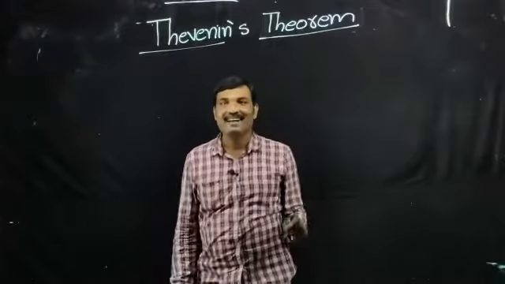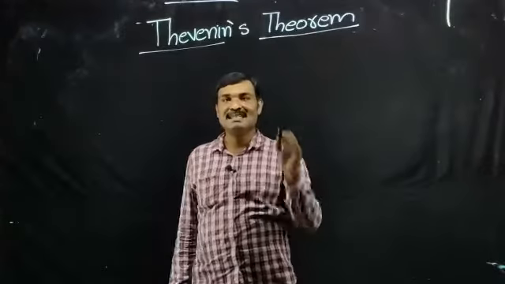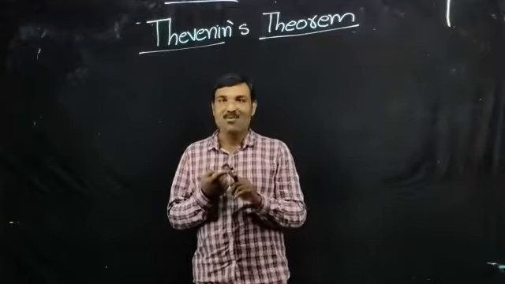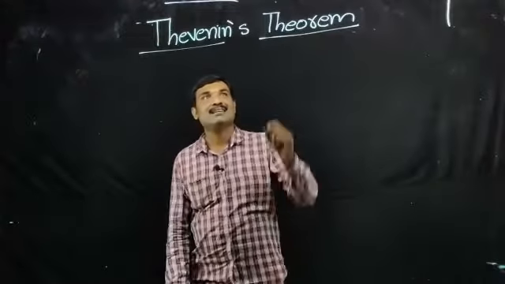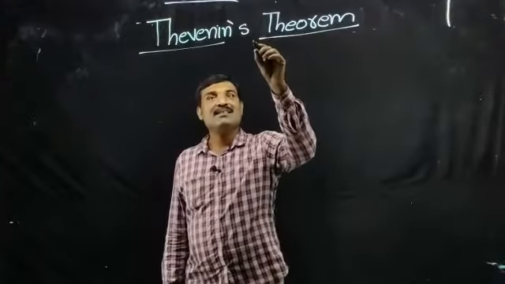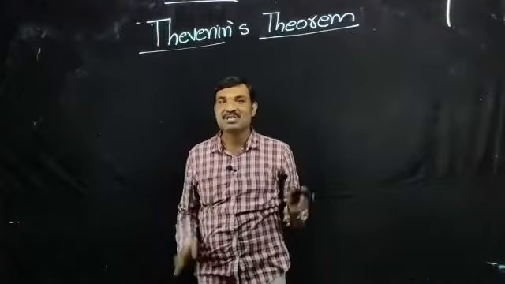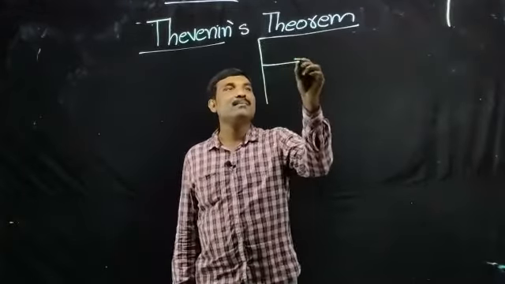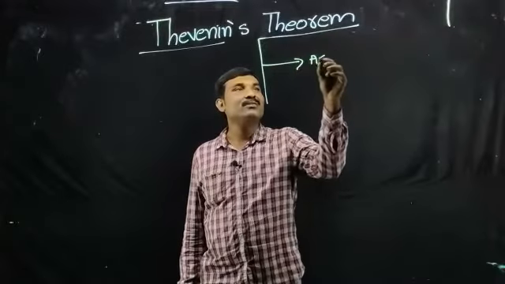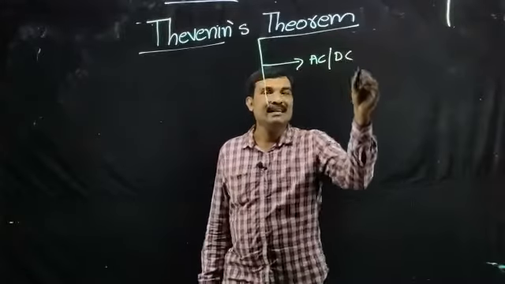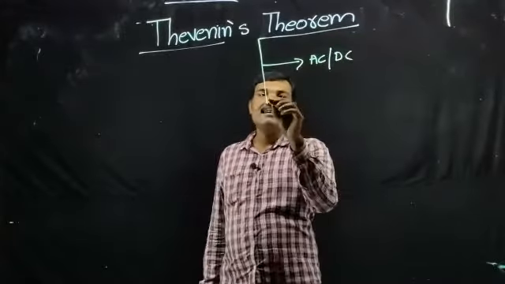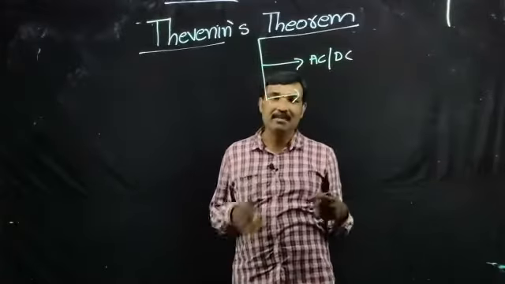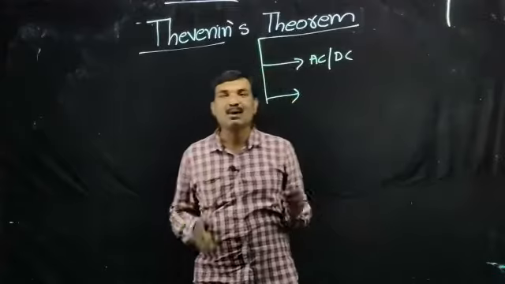All right. Hi guys. In this session, we are going to discuss Thevenin's theorem. Where is it used? What's the application of Thevenin's theorem? We can use Thevenin's theorem for a network consisting of both AC and DC. So our network may be either an AC network or a DC network. Then we have both independent and dependent sources that may be either current source or voltage source.